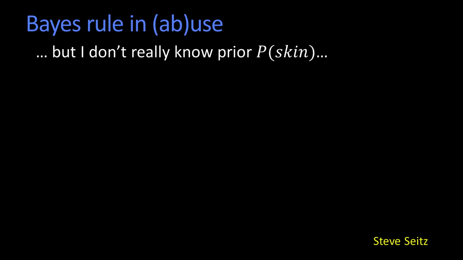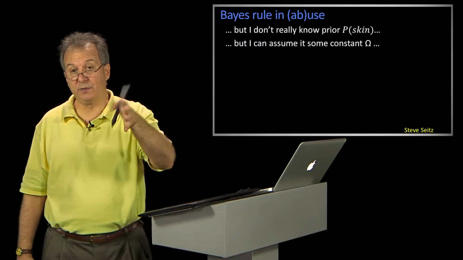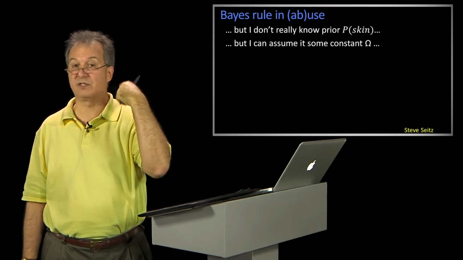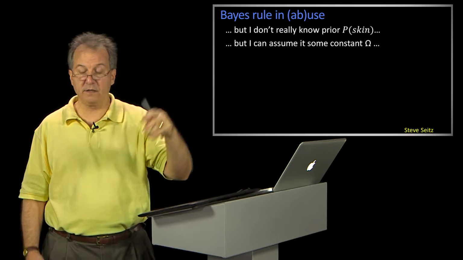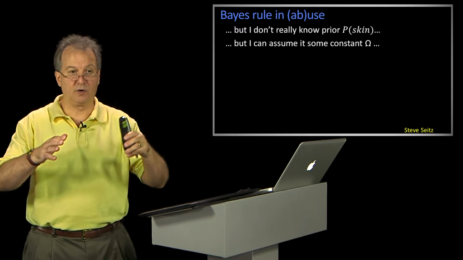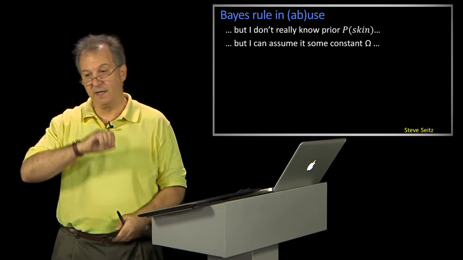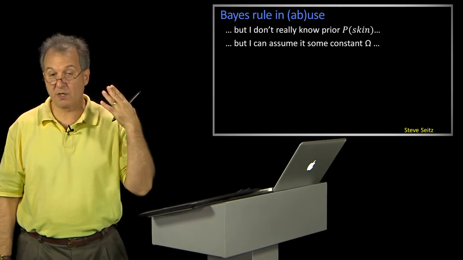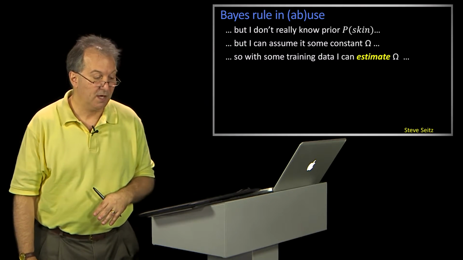So the problem is I don't really know the prior of being skin. I don't know where the prior comes from. So the one thing I'm going to do is assume it's a constant, some number. So the prior for a whole bunch of pixels that I'm looking at, that are maybe of people or in an office where there are people around, the probability that something's skin is some number. Here it's written as omega.